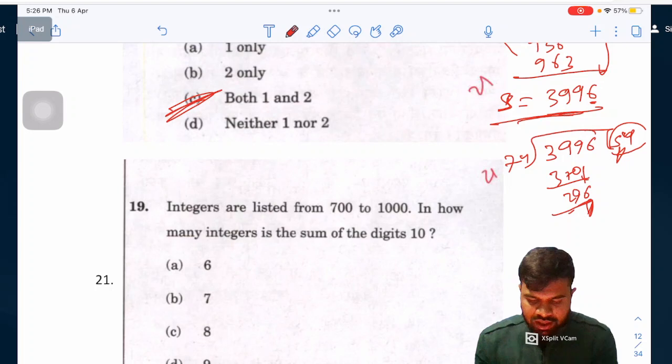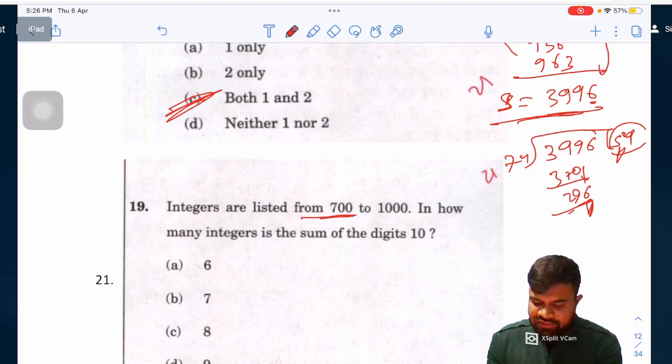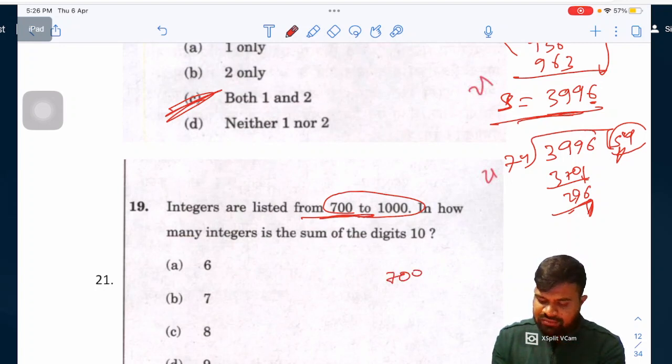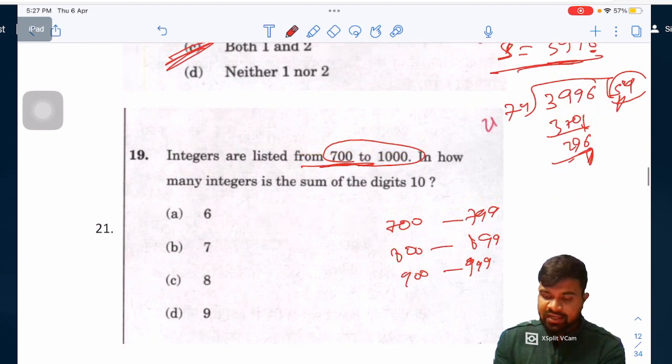Now, integers listed from 700 to 7,000. Again, this is a counting question. We will break it into 700 to 799, 800 to 899, and 900 to 999. This is how you will break it.